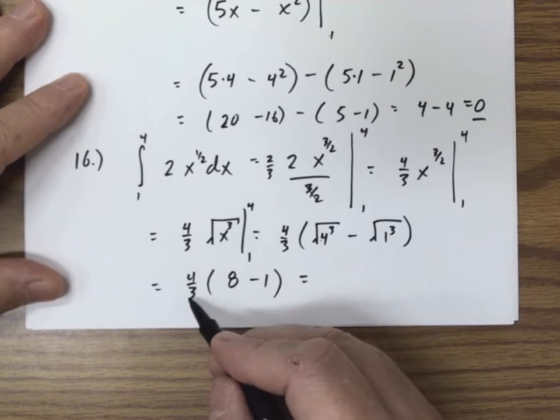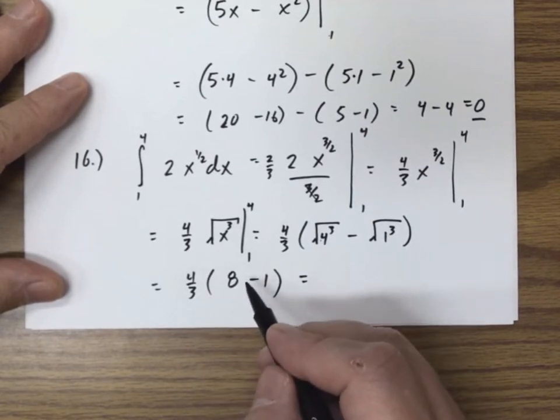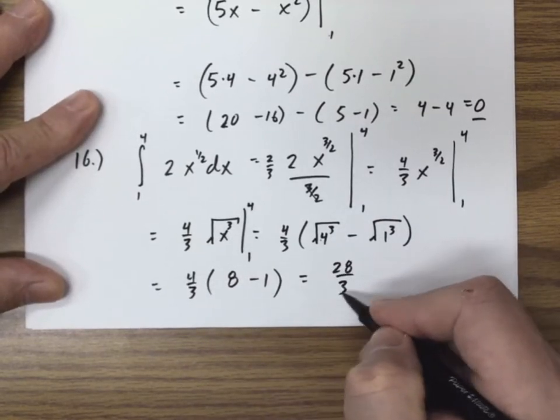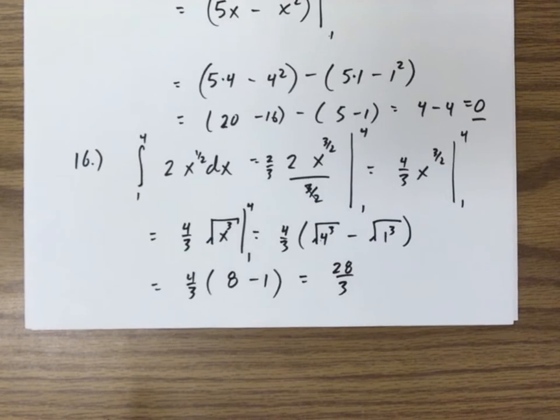Looks like 8 minus 1. Looks like 7 times 4/3. Of course, a number times a fraction, you multiply the number times the top, and you divide by the bottom. I believe that's the answer.